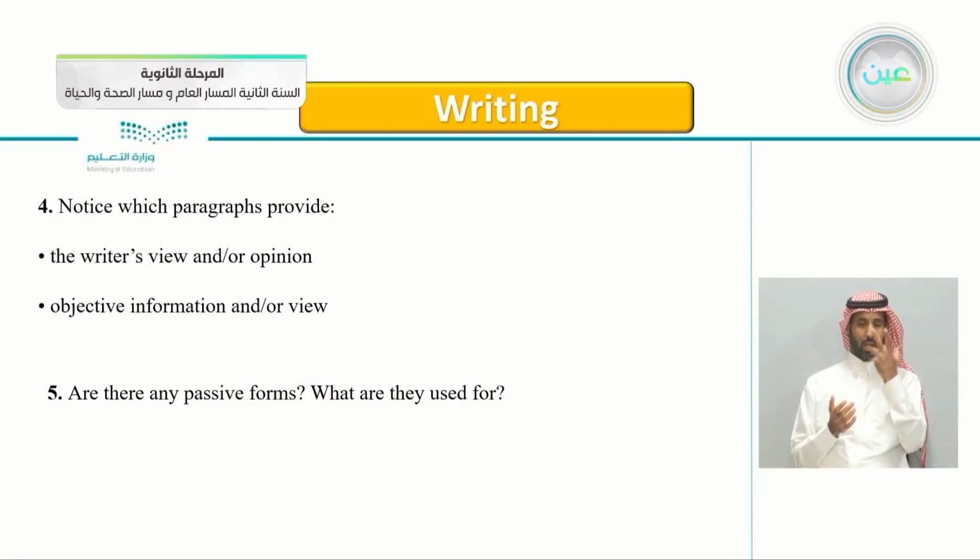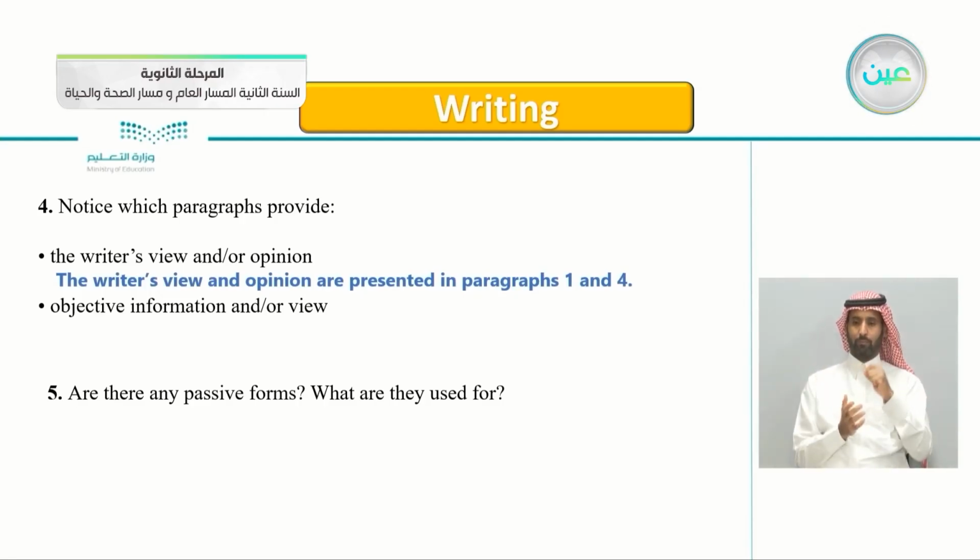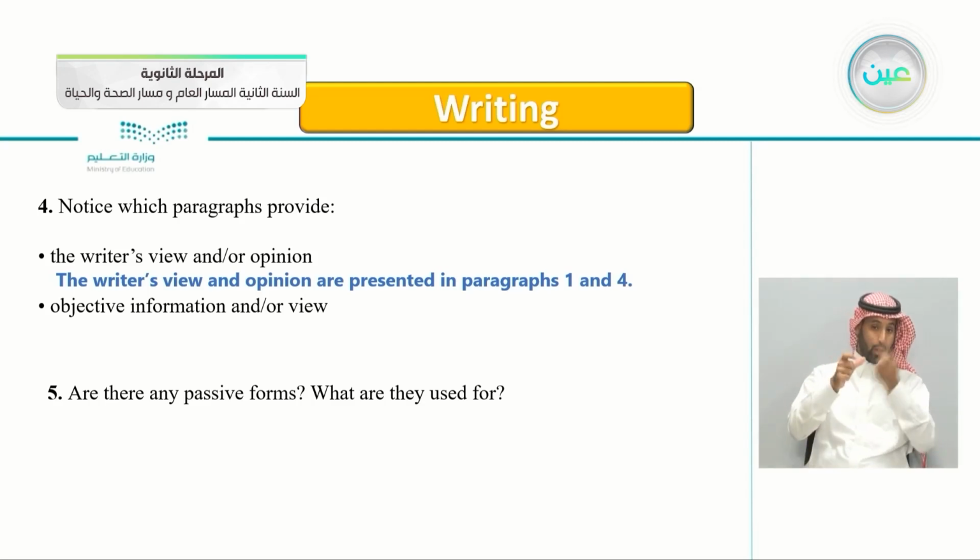Notice which paragraphs provide the writer's view and opinion, and which provide objective information. So this is the fourth question. Let's take it one by one. Which paragraphs, maybe more than one, provide the writer's view and opinion? Which paragraph shows the writer's opinion about his job? Yes, the writer's view and opinion are presented in paragraphs 1 and 4, the introduction and the conclusion.